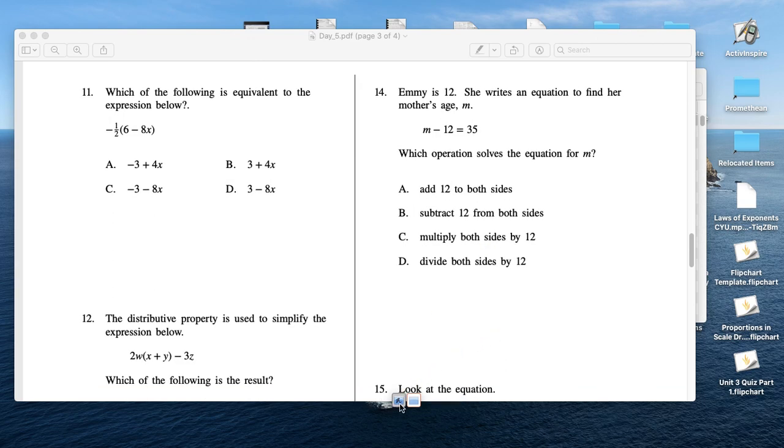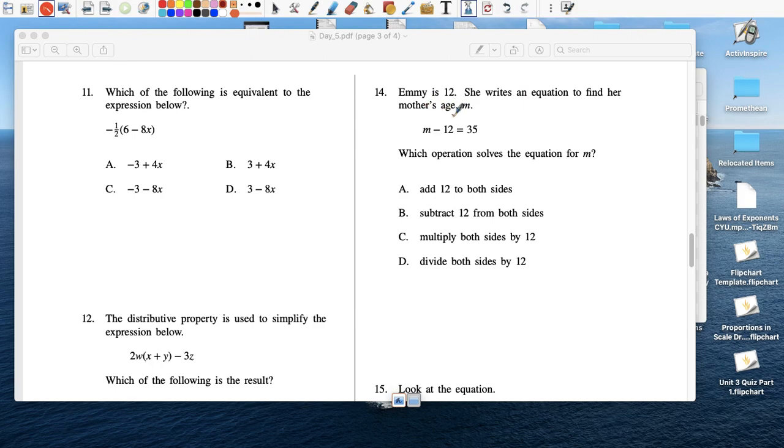Emily is 12. She writes an equation to find her mother's age, m. So m minus 12 equals 35. Which operation solves the equation for m? Well, it's subtraction, so the inverse operation is addition, so we would add 12 to both sides. So there we go.